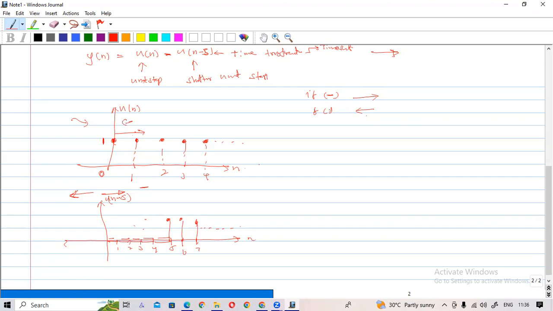So what is the resultant signal? If you subtract this one from this one, what happens? Here the value is 1. Here the value is 0. So 1 minus 0, it will be 1. Okay. So this will be 1.